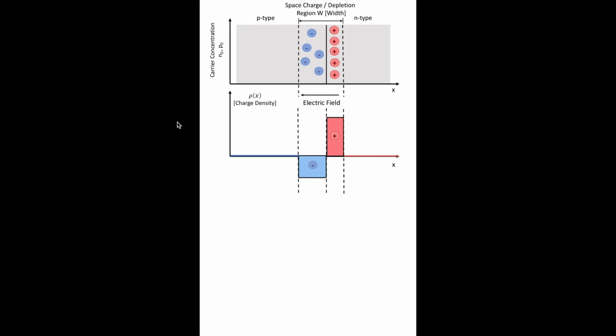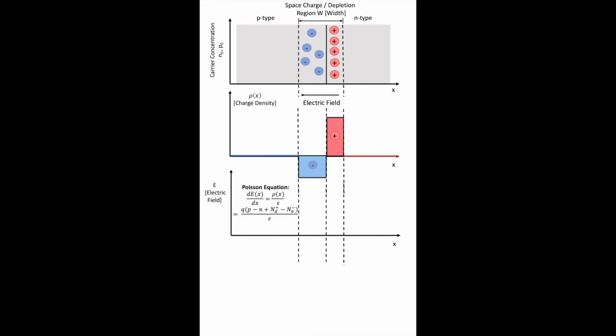You can see that the graph is a flat line at the charges because you have a constant charge density as we continue on and increase x. Using this, we can then go on to finding what the electric field graph is, and we use the Poisson equation where we find that dE/dx is equal to rho of x over epsilon.